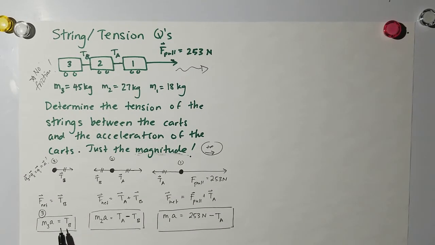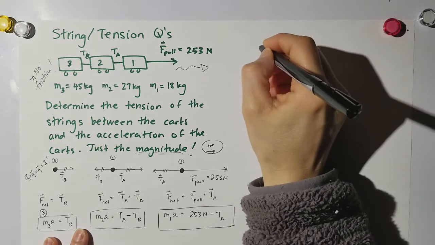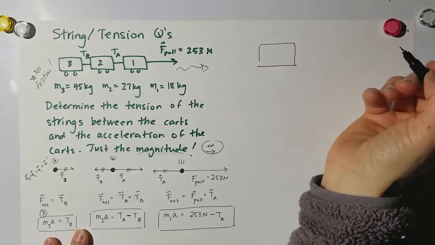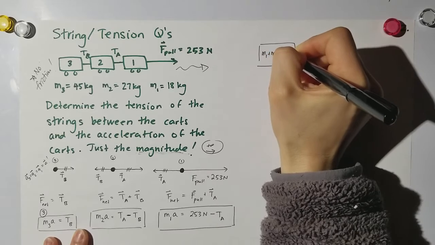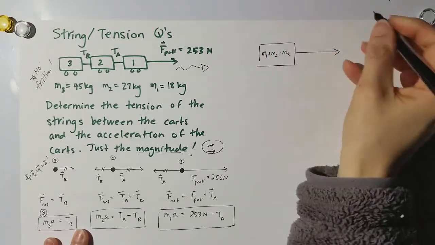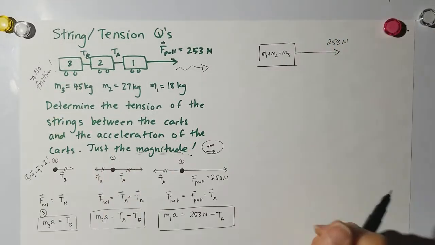Now when you look at this, what do you know? Well, you know M3, M2, and M1, but I don't know the acceleration. So I need to figure out how I can solve for one of these variables. I'm kind of stuck. And this is the next step where it's kind of intuitive. What you do is you squish all the masses into one. So call this M1 plus M2 plus M3. And that force of 253 newtons is applied to all of them together as one unit.